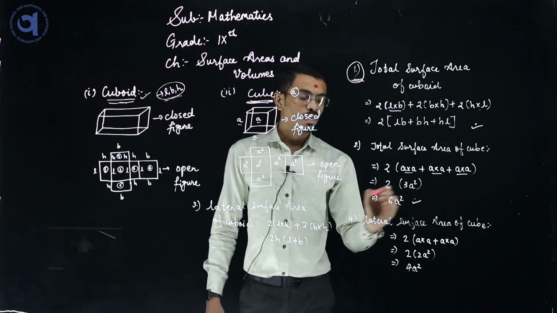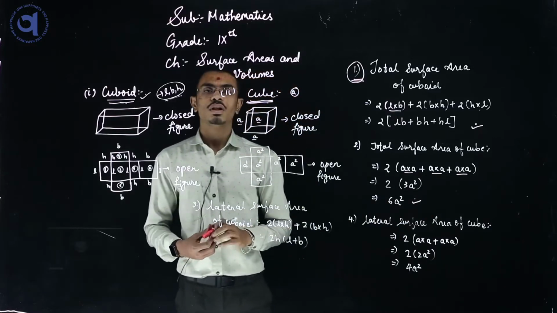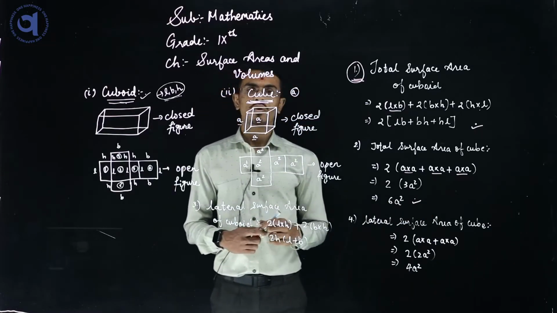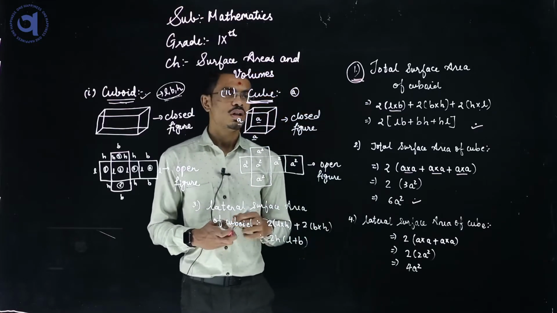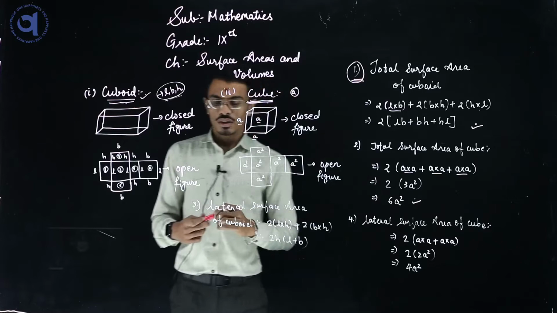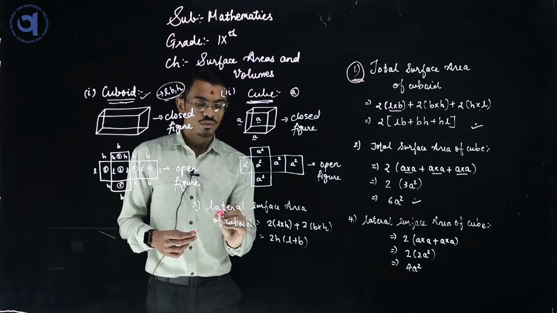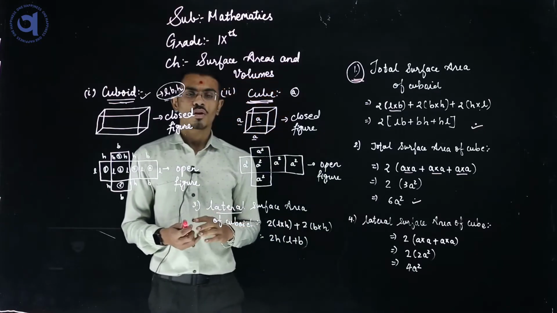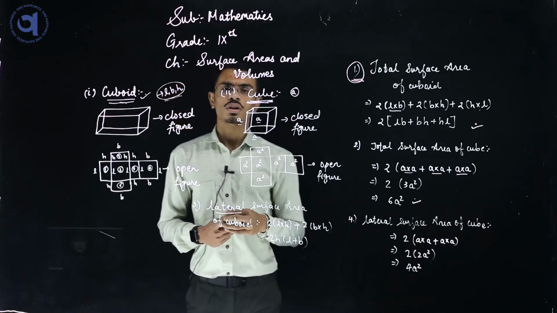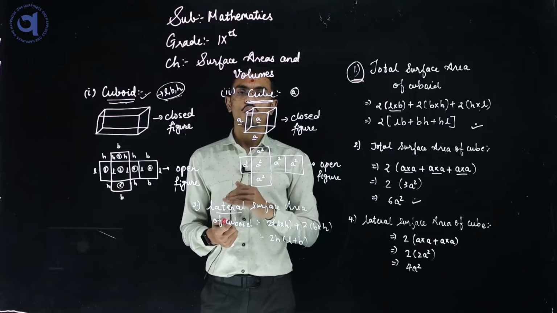Clear? Now in both the shapes we considered only the total surface area. So what if any of the shape is open from the top or bottom? Let us see that. The third one is lateral surface area. The word lateral means open from one side or from both sides, that means top and bottom it is open.